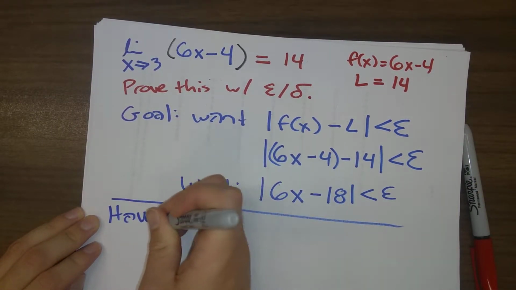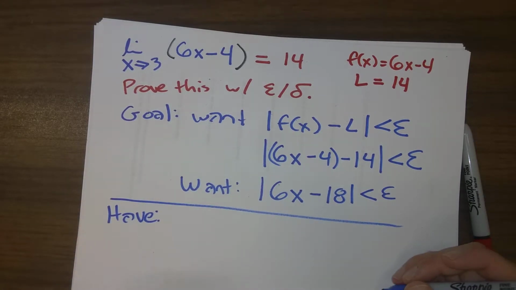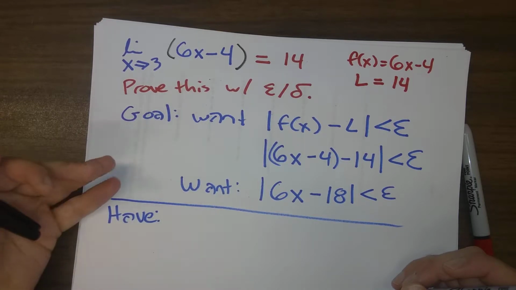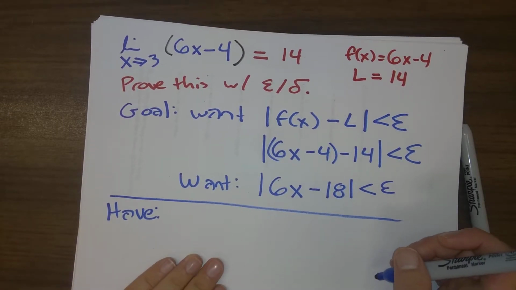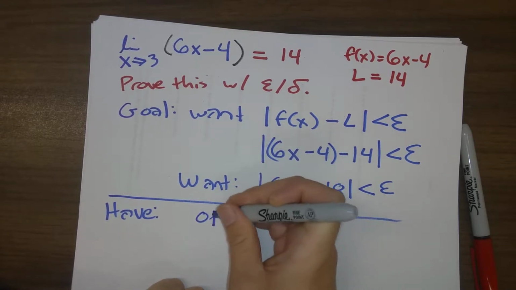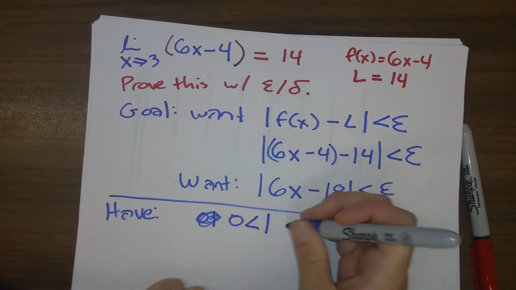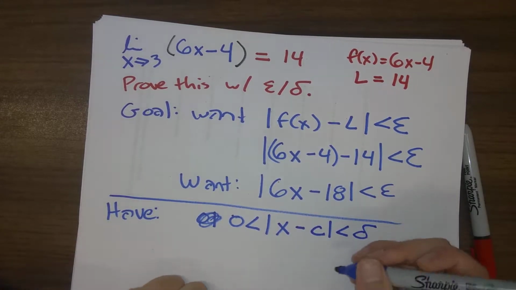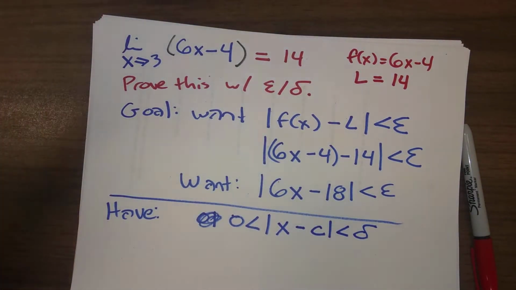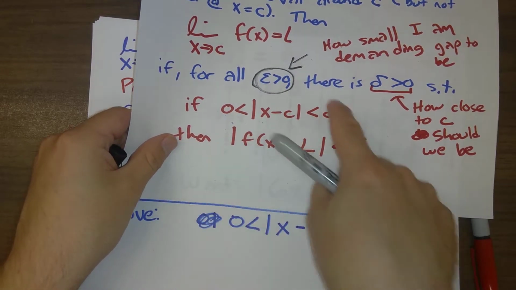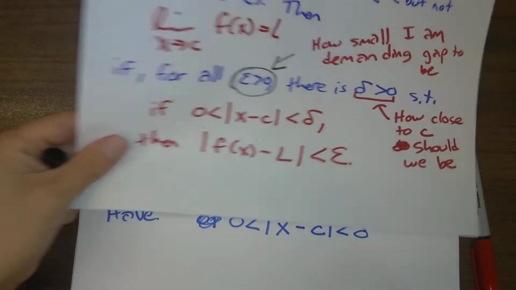Whenever I teach this stuff, we always list out what we want and what we have. The thing that we have is that the absolute value of x minus c is less than delta. That's the equivalent of this line up here. This is always what we want. This is always what we have.